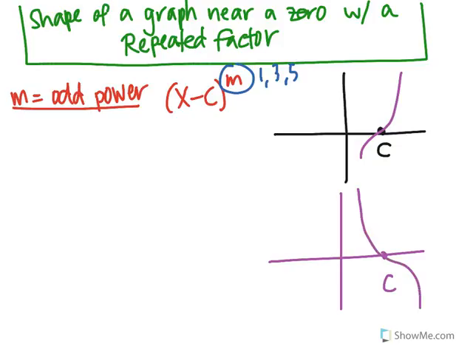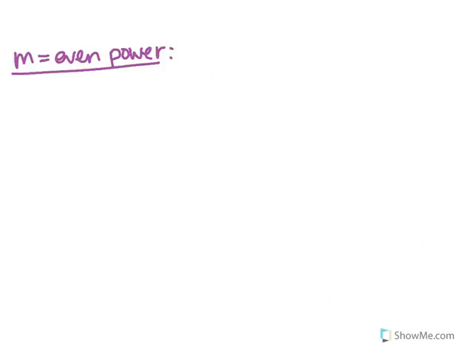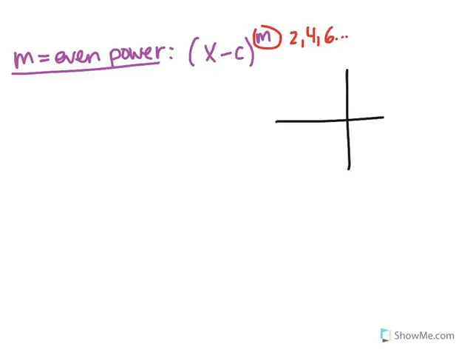In either case, it slices through the zero. So in case 2, if the exponent is even, so let's say my factor is x minus c to the m power, here's your exponent right here. If you have 2, 4, 6, 8, and so on, when you make your graph, what's going to happen at x equals c, what makes that zero, is your graph is going to bounce. It'll either be flatter depending on the power, but it'll basically bounce off of the zero and not slice through.